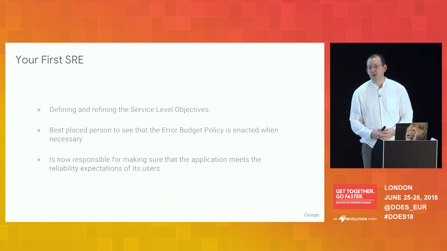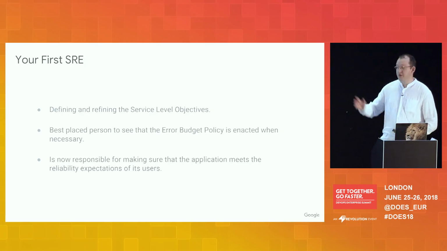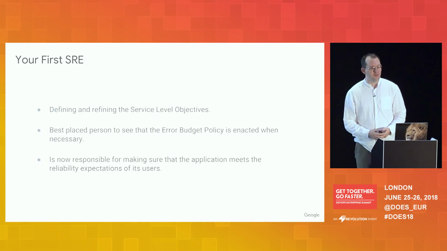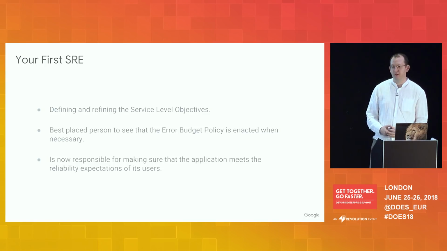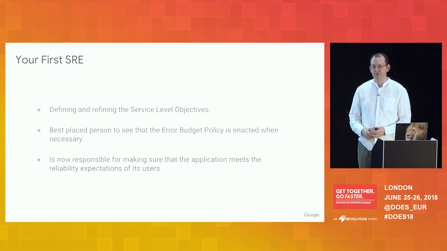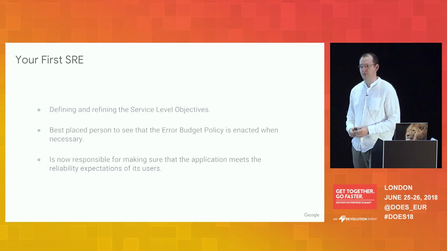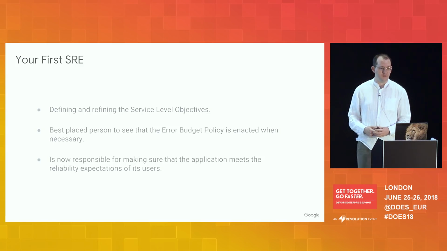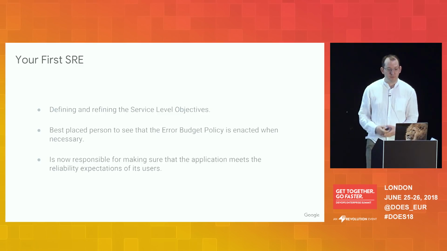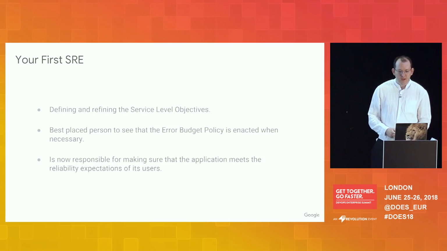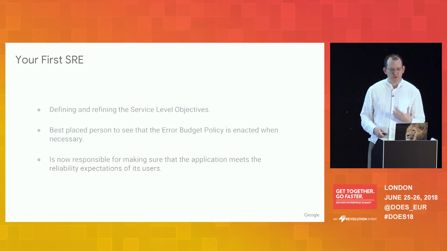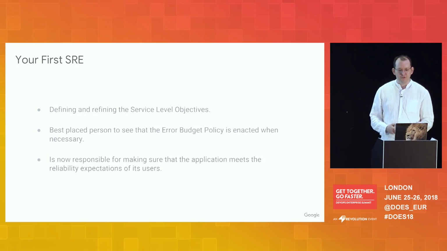What will your first SRE work on if you're starting with SRE in your organization? The first thing that they should work on is defining and refining service level objectives. Even if you have them, they can probably be improved. And that's my experience with most error budget excursions: first you check whether or not the service level objective was actually legitimately being a problem and you might want to improve it. They're the best placed person to actually enact your error budget policy, and they need to be accountable and responsible to the application and the fact that it's meeting its reliability expectations.